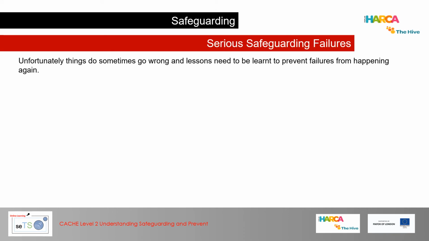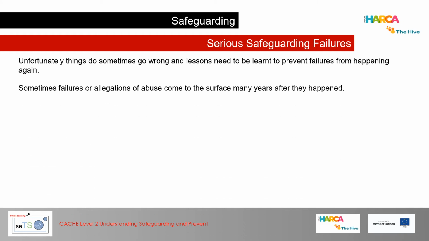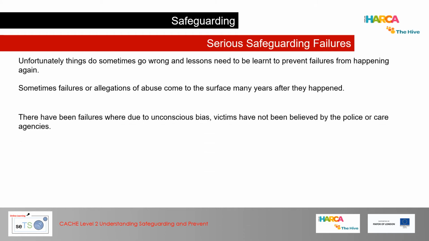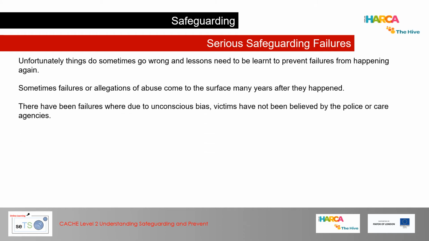Unfortunately, things do sometimes go wrong and lessons need to be learnt to prevent failures from happening again. Sometimes failures or allegations of abuse come to the surface many years after they happened. There have been failures where, due to unconscious bias, victims have not been believed by the police or care agencies, and Rotherham and Jimmy Savile are examples of this.